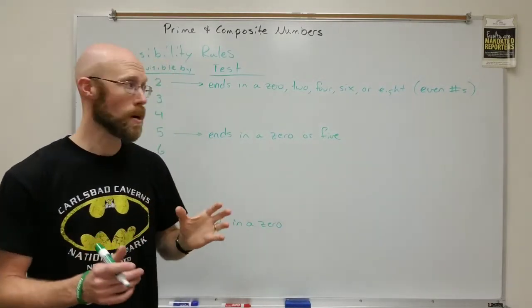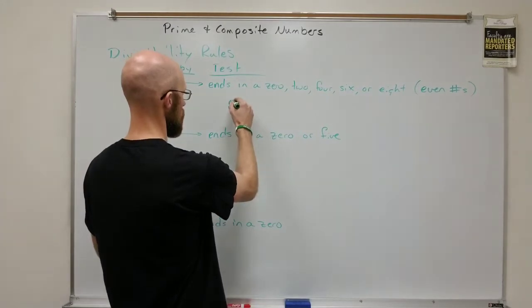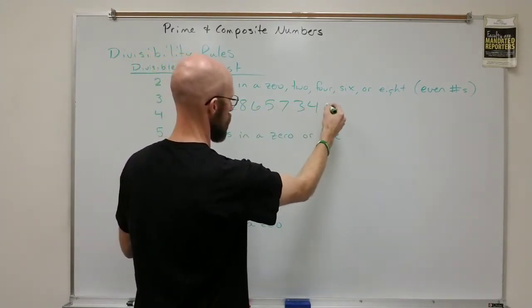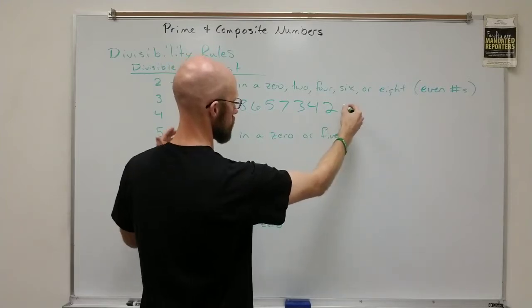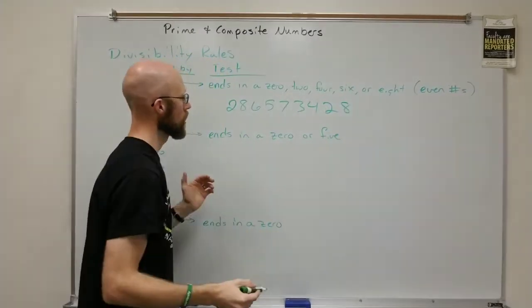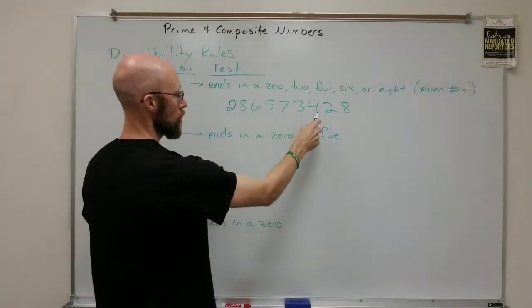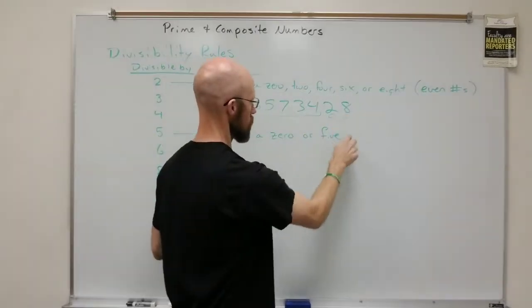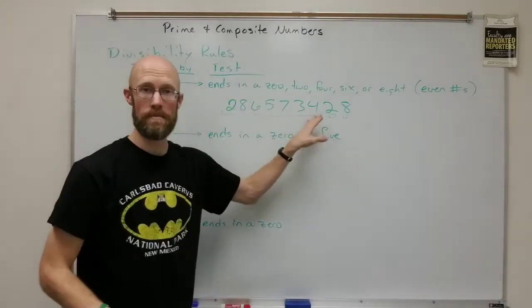So if you have a big number like 2, 8, 6, 5, 7, 3, 4, 2, 8, something like that, from the hundreds place on, if you just filled in with zeros there, 4 will divide it, guaranteed.